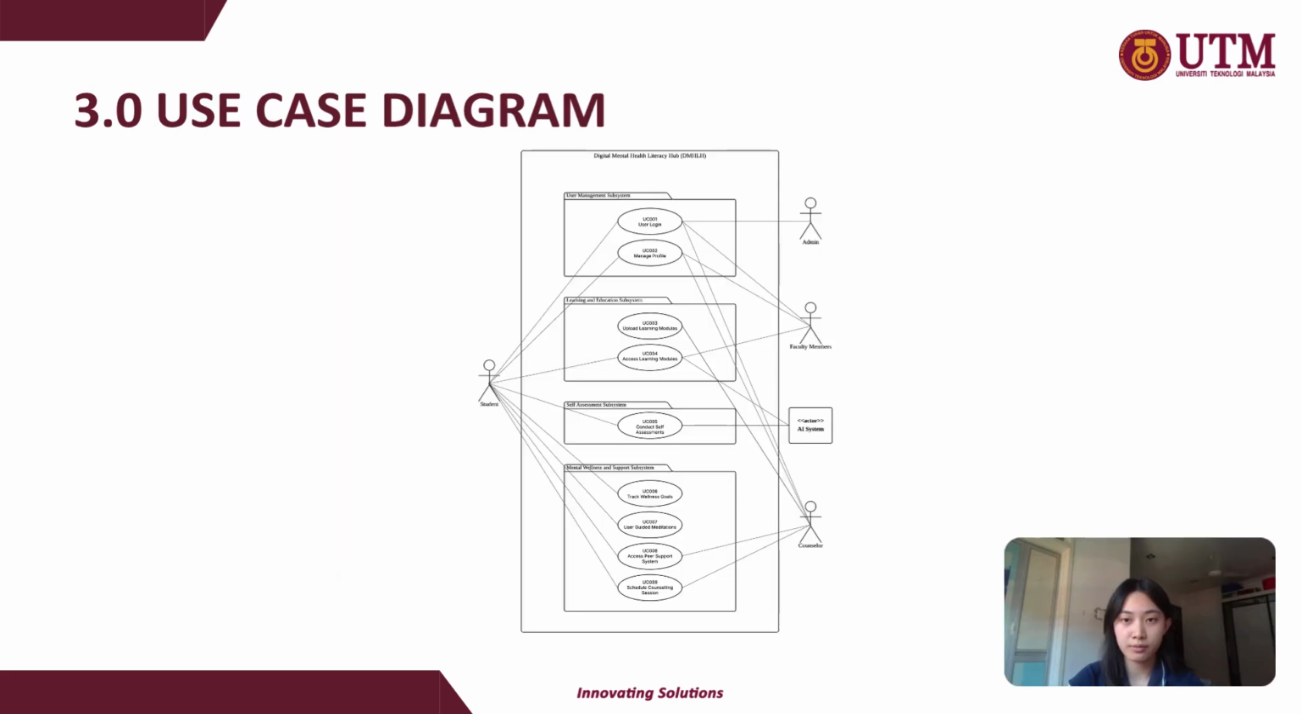Next is the use case diagram for the DMHLH, which includes 5 actors: admin, student, faculty members, counselor, and also the AI system, and 9 different use cases, including user login, manage profile, upload learning modules, access learning modules, conduct self-assessments, track wellness goals, use guided meditations, access peer support system, and also schedule counseling session.